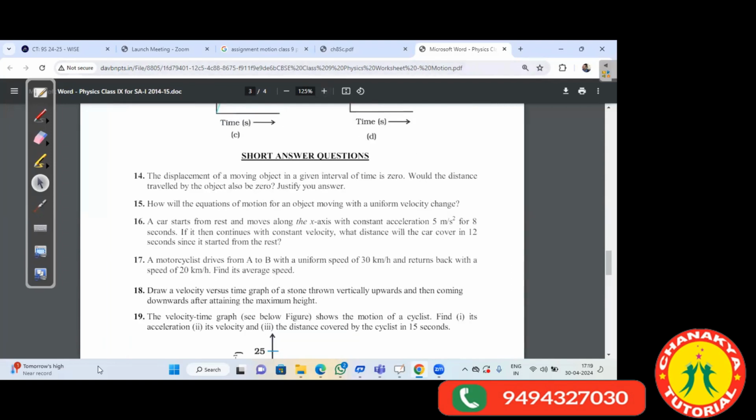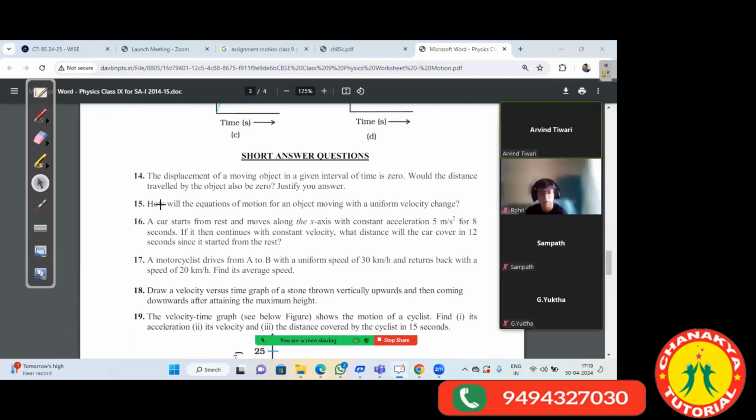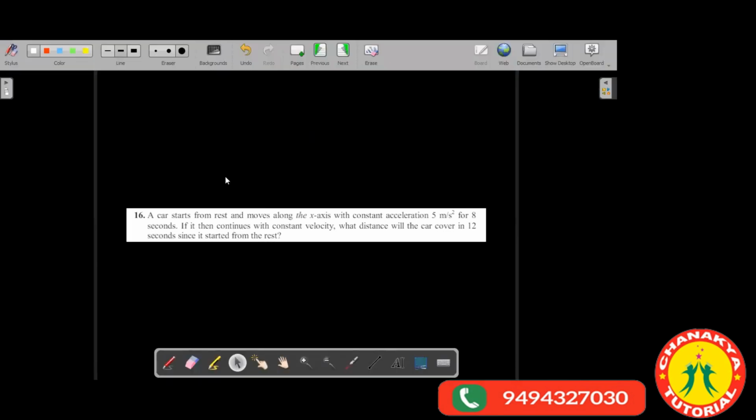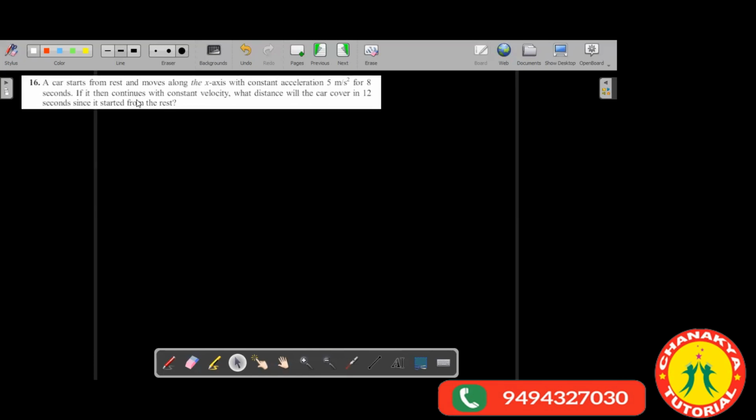Here, question 16. A car starts from rest and moves along the x-axis with constant acceleration 5 meter per second square for 8 seconds. If it then continues with constant velocity, what distance will the car cover in 12 seconds since it started?